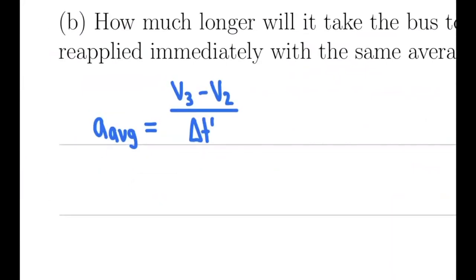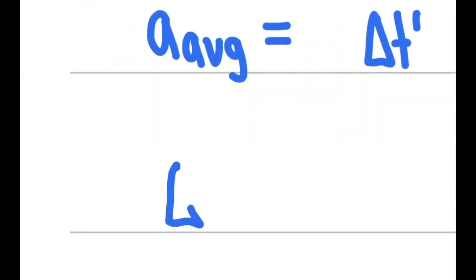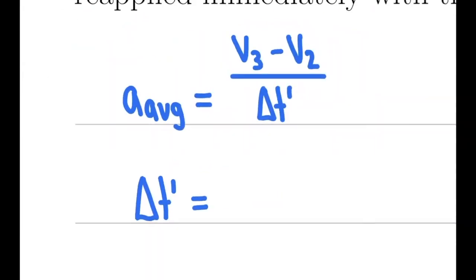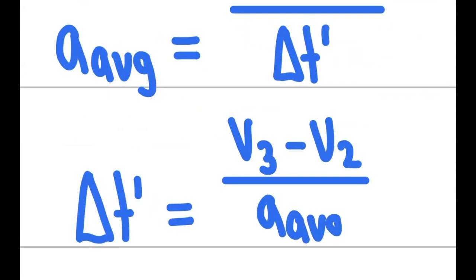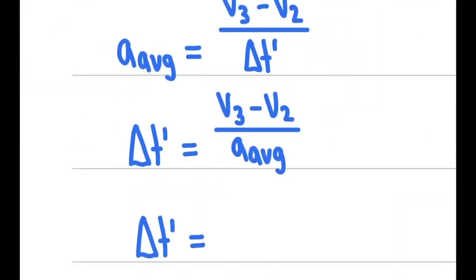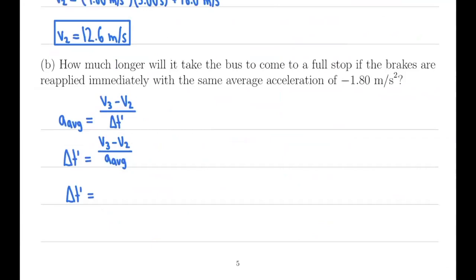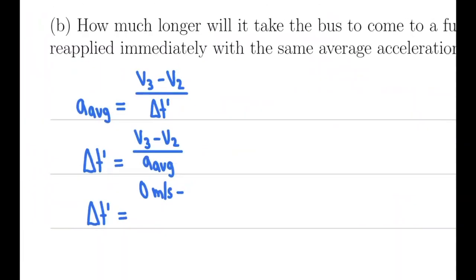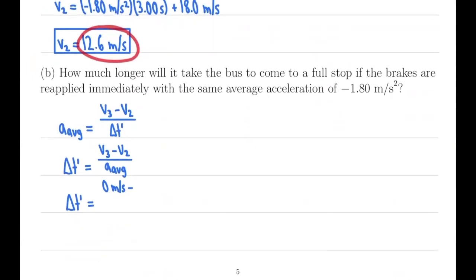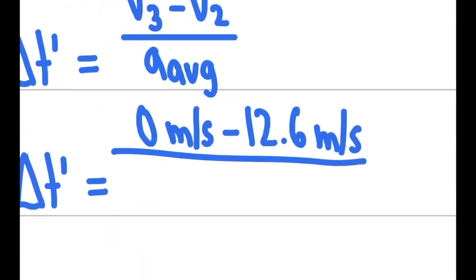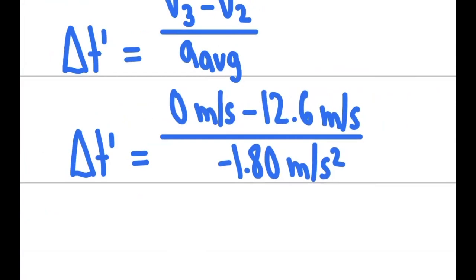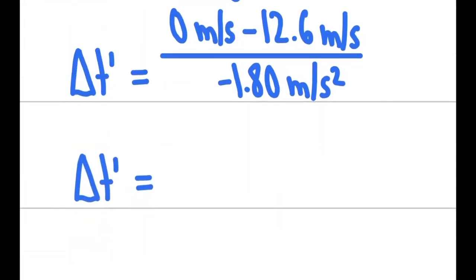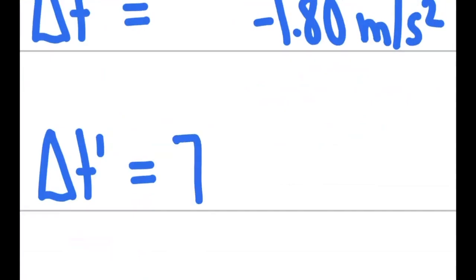It's asking how much longer. So I can multiply by delta t prime on both sides and divide by the average acceleration. And you'll get delta t prime is v3 minus v2 divided by average acceleration. So v3, that's the final velocity, which is 0 because it's coming to a complete stop, minus the initial. So the initial now is the 12.6, and the acceleration is the same. The average acceleration is still negative 1.8 meters per second squared. So if you divide, you'll get that the time it took to come to a full stop is 7 seconds.